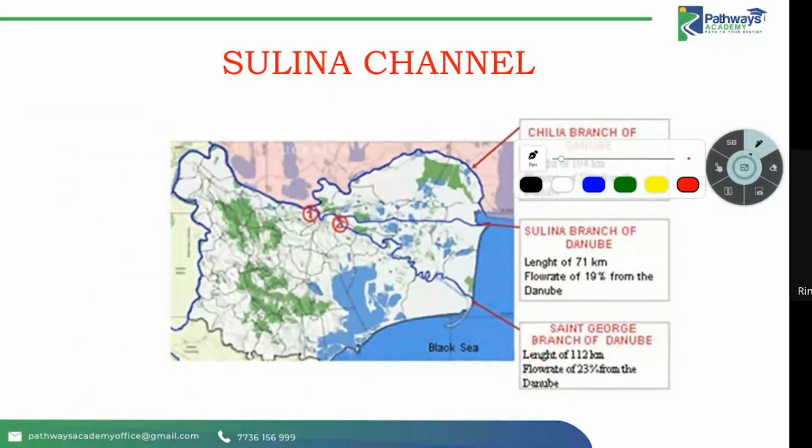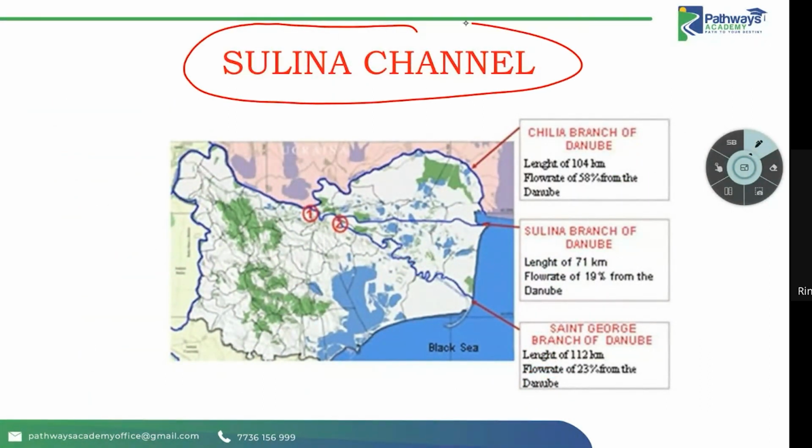Then there is another important channel present in the news, the Sulina Channel. Please write it down. The Sulina Channel is present in the Danube River. What is the significance of the Sulina Channel? At the end of the Danube River, it turns into three distributaries. One of the distributaries is known as Sulina. Sulina is the distributary of the Danube River, and it enters the Black Sea.